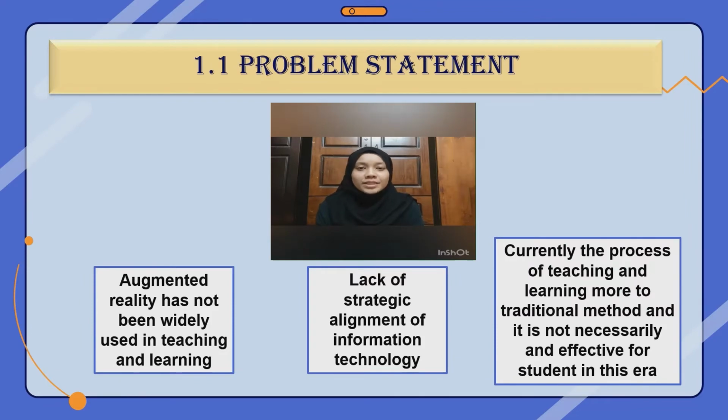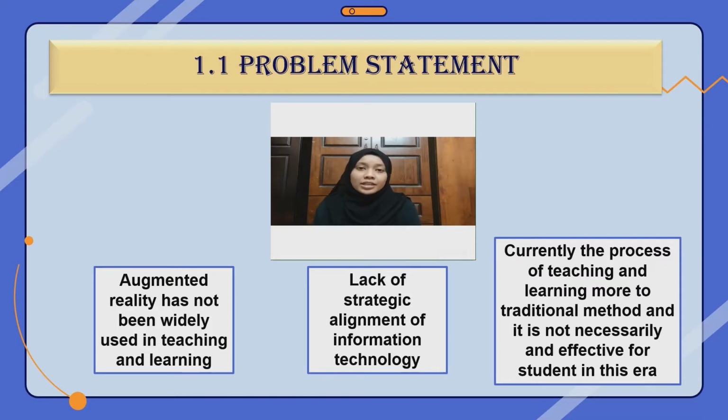Next is the problem statement. Augmented reality has not been widely used in teaching and learning. AR will start to give a big impact in teaching and learning. In the industry field, communication, motivation, and learning gains are the most important things for an individual to have to achieve the target of the company.